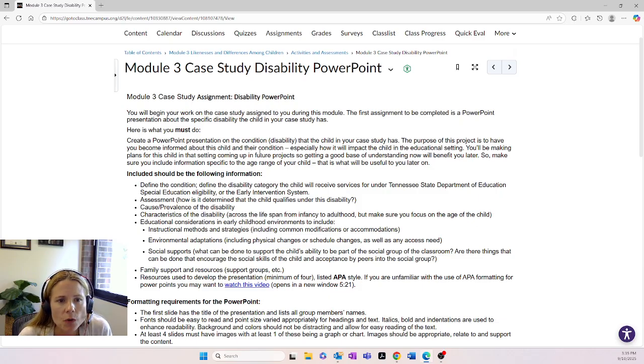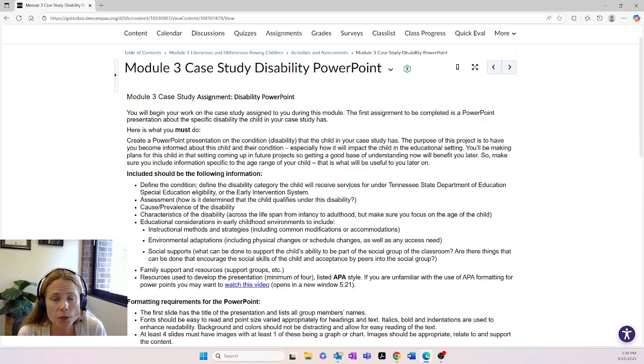So we'll see here, the main thing that we're going to be looking at in this presentation is really to look at what your role is, right? So one of the first things that you will have to realize as an educator in early childhood is that you have to know about the child's disability or their condition. So what you're going to do is create a presentation based on that child's disability or condition. And the purpose of this is for you as an educator to be informed about their condition and how it's going to impact the child in this early childhood setting. So you're going to use that to make plans throughout the semester to get a good base understanding.